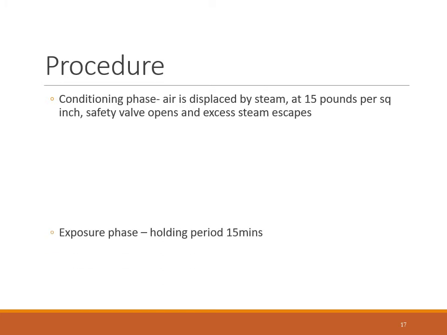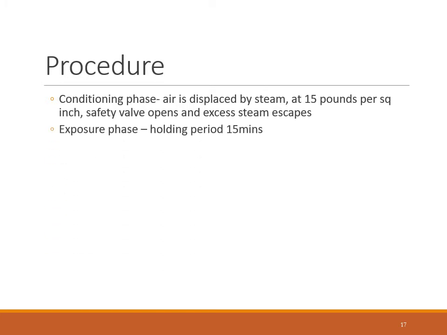Then the second phase is the exposure phase, where the holding period is counted from this point of time, which is about 15 minutes. And the exhaust phase: after the holding period of 15 minutes, the electric heater is switched off and the steam sterilizer is allowed to cool till it reaches atmospheric pressure. These are the three simple steps of the procedure.